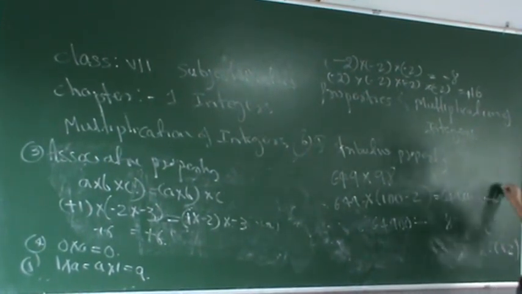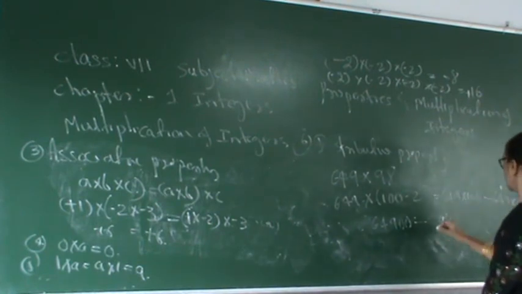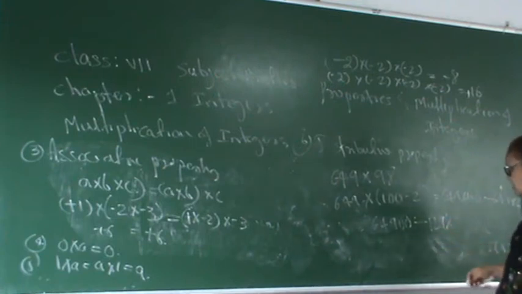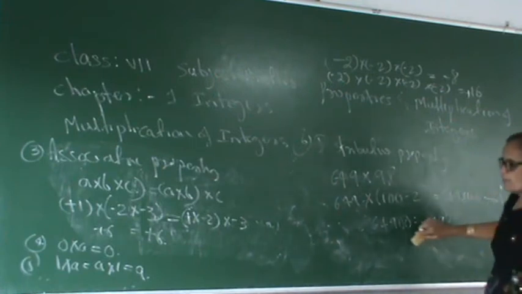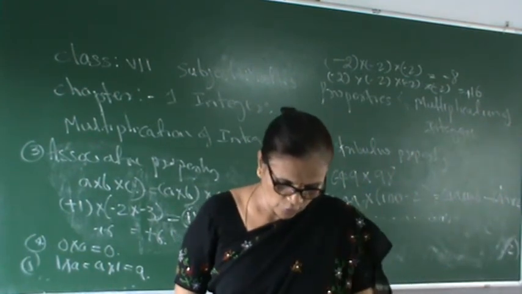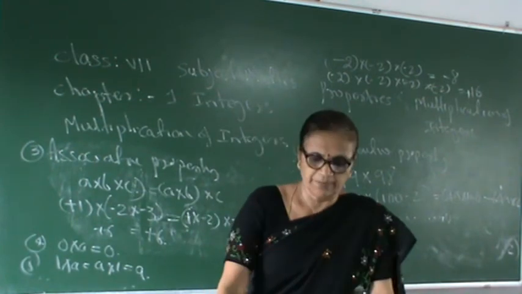Next, minus 649 into 2. 2 9s are 18. 2 4s are 8 plus 1, 9. 2 6s are 12. Subtract here, and we get the answer. This is called the distributive property of multiplication over subtraction. These all properties are over. Now we will go for exercise 1.3.